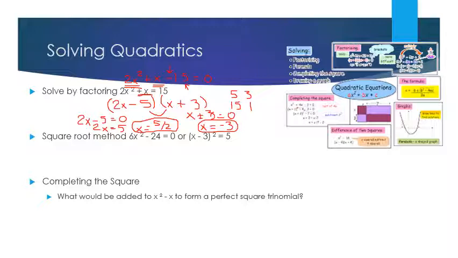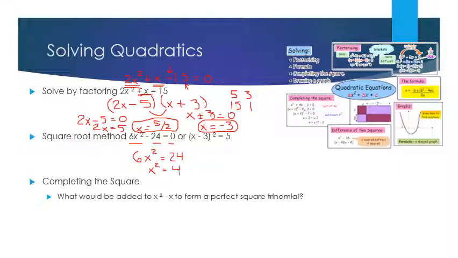Now, since there's always an x squared, there's always an option if you have a certain type of equation to solve it by the square root method. So for instance, in this one, 6x squared minus 24 equals 0. If I add 24 to both sides, then I get 6x squared equals 24. If I divide both sides by 6, I end up with x squared equals 4.